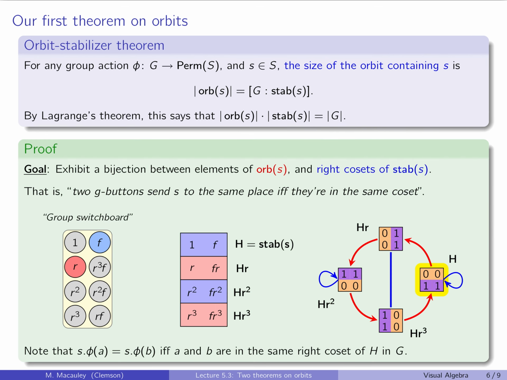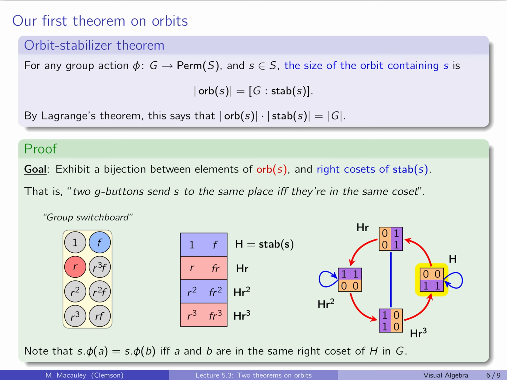Let's now understand the orbit stabilizer theorem in terms of action graphs and our familiar example. Once again, we want to exhibit a bijection between elements in the orbit and right cosets. So here's our group switchboard. Here's that size 4 orbit of our binary square example. And here are the cosets of the stabilizer.